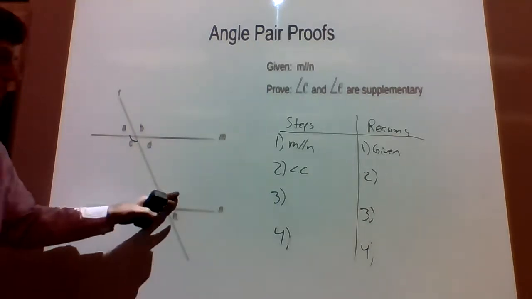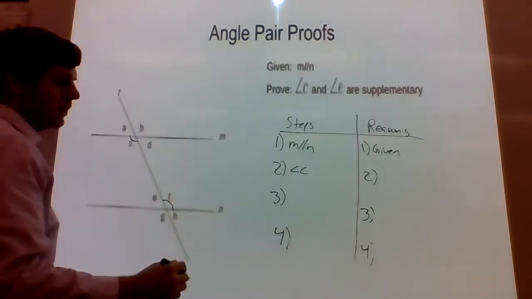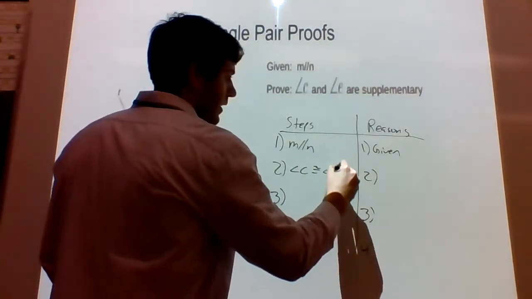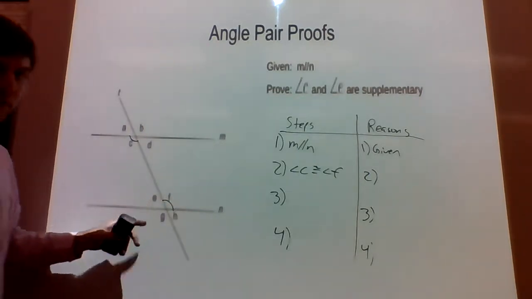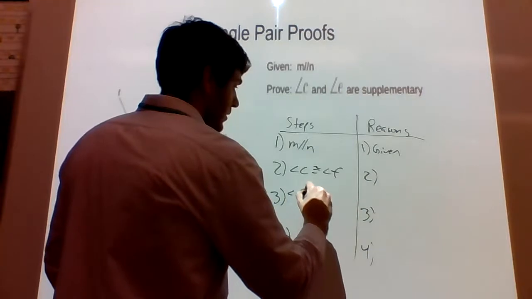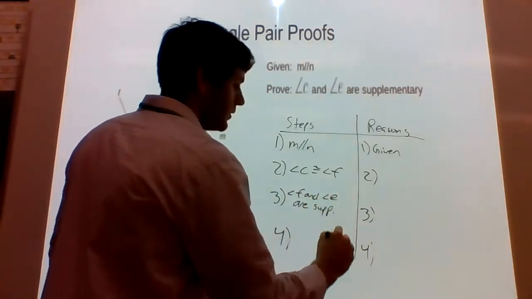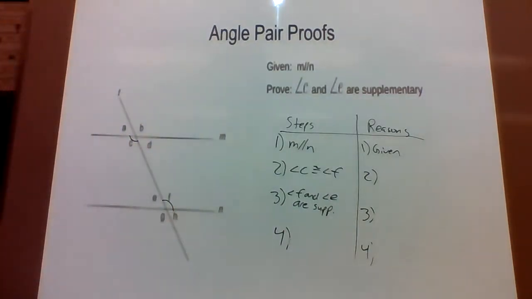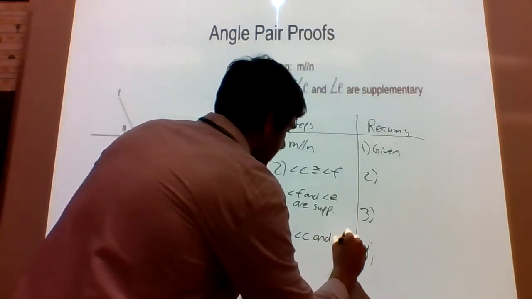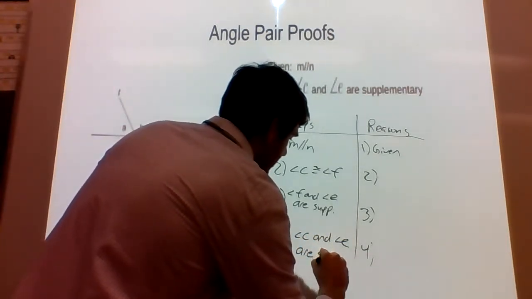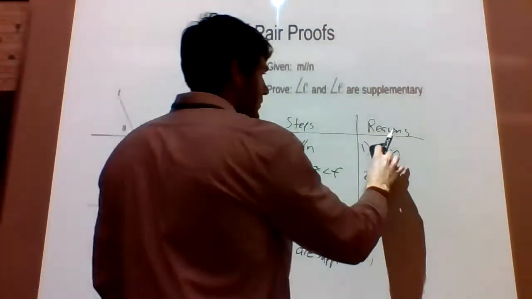So I am going to say angle C is congruent to angle F. Then I'm going to say F is supplementary to E, so angle F and angle E are supplementary. And then I'm going to say angle C and angle E are supplementary. Stop the video and see if you can fill in the reasons.